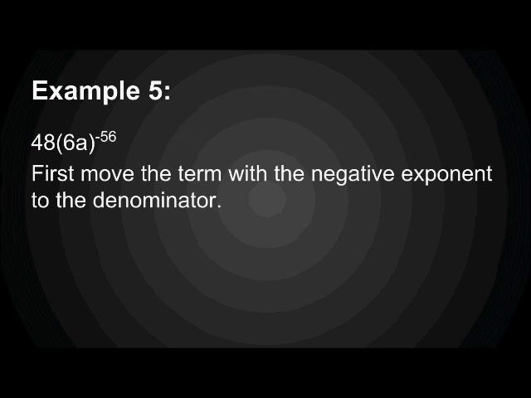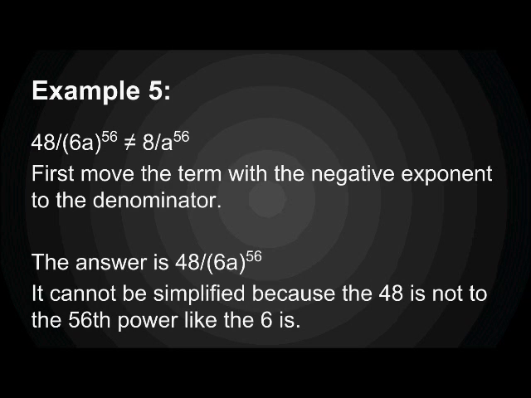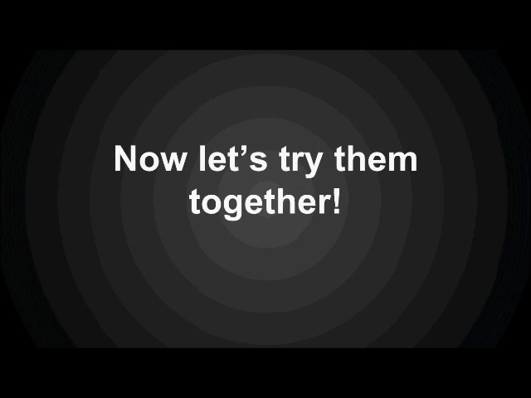The 5th, 48 times 6a to the negative 56th. First you'll move the term with the negative exponent to the denominator, like always, and the answer is 48 over 6a to the 56th. But be careful, because you can't simplify here, because the 48 is not to the 56th power just like the 6, so that wouldn't work.